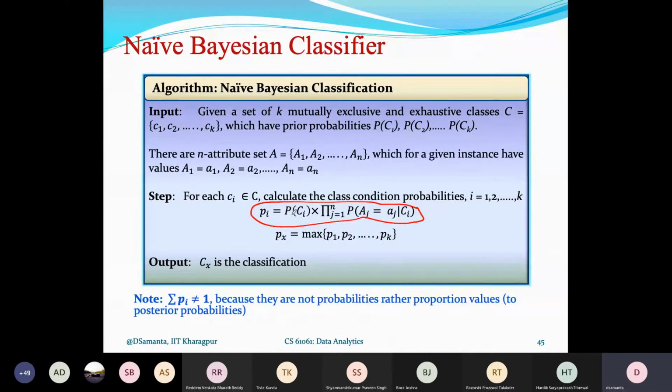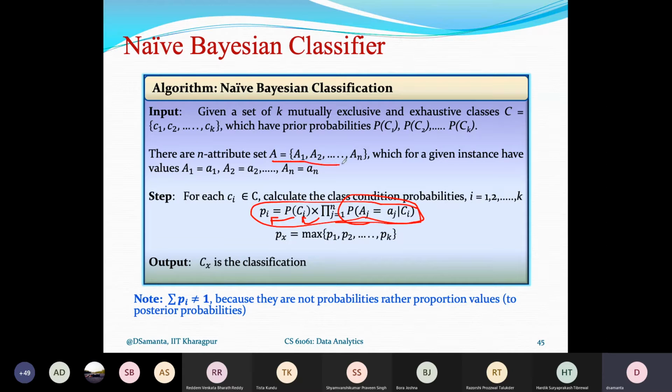Now, this classification model tells you the probability that a particular record belongs to a particular class Ci. So this is the model, and you can see it is expressed in terms of the prior probability and the posterior probability for j equals 1 to n, for each attribute.